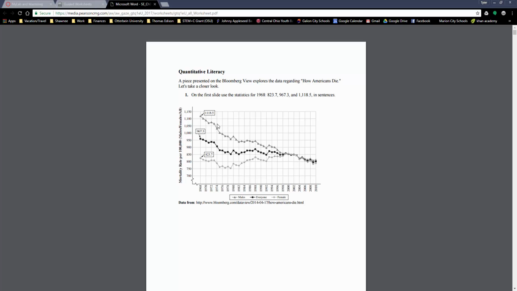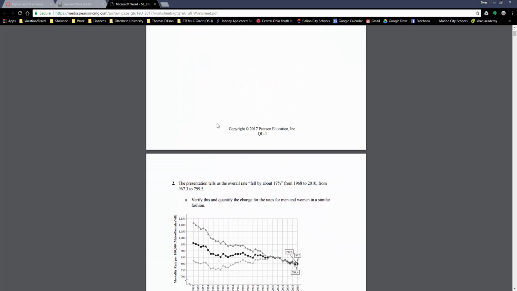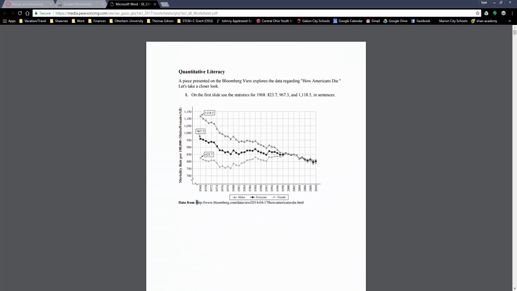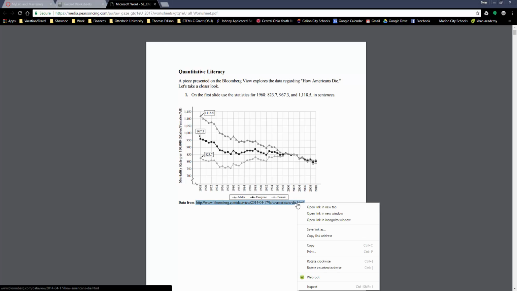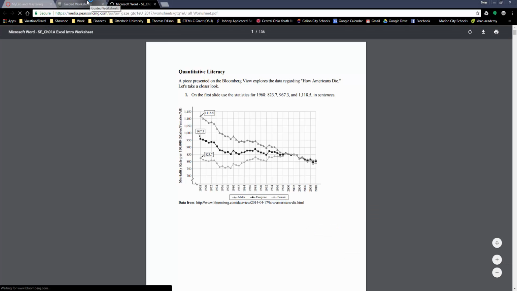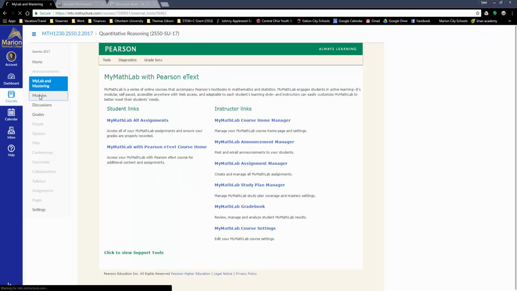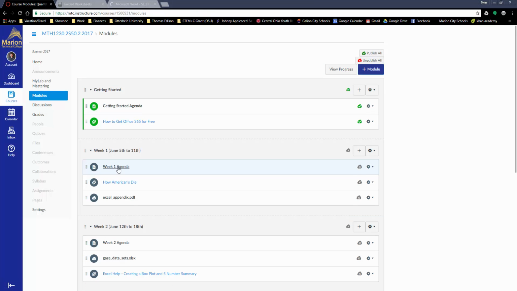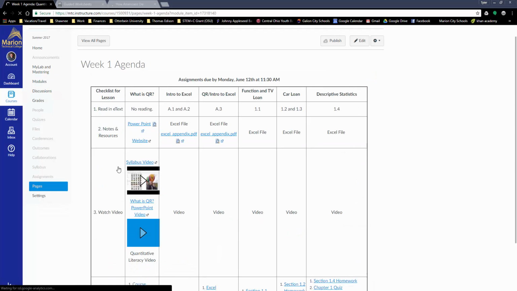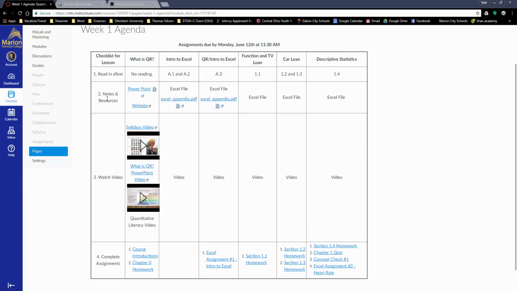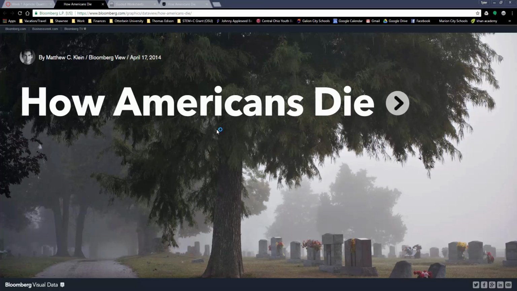The quantitative literacy worksheet is a couple of pages, and it references this website. I also put this website in Canvas, under modules, and then week 1 agenda. It's listed here under notes and resources. If you click on website, it's referencing this particular website, by Matthew, I'm guessing Klein, published April 17th, 2014, titled How Americans Die.